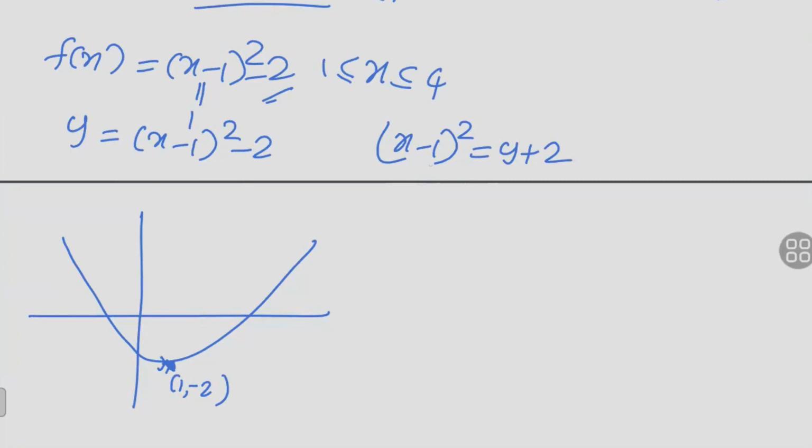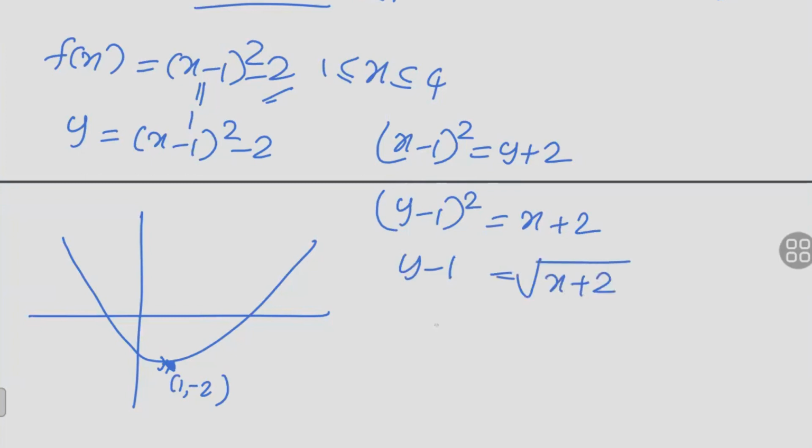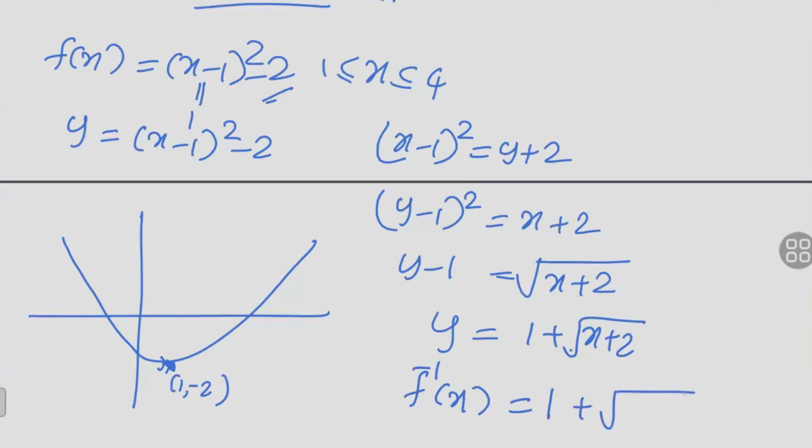Convert y to x and x to y: y minus 1 squared equals x plus 2. So then y minus 1 equals positive square root of x plus 2, right? Y equals 1 plus the square root of x plus 2. So this is the inverse function. Why did I take it as plus?